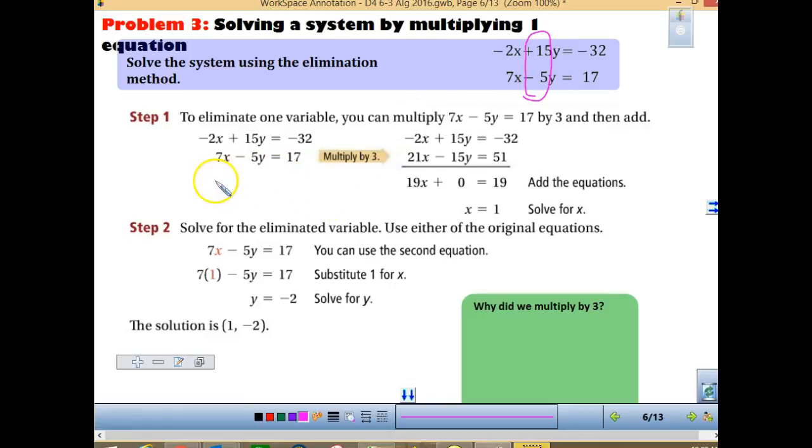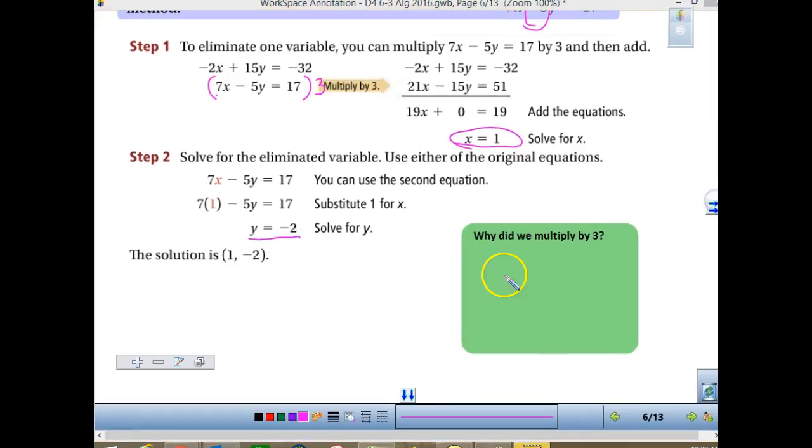And we know that if we multiply every single thing in that equation, they are equivalent equations. So what they did is they said, okay, let's take everything here times 3. So 3 times 7 gives us 21x, 3 times negative 5 gives us negative 15y, and 3 times 17 gives us 51. So 19x plus 0 equals 19. X is 1. We're going to go back and solve. We get y is 2. The question is, why are we multiplying by 3? Our reason is we want to have the coefficient.